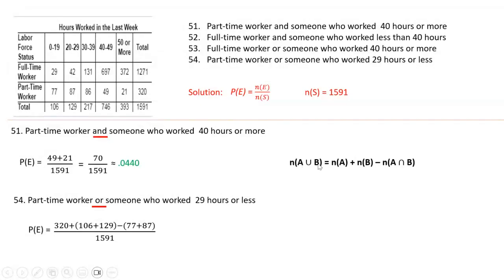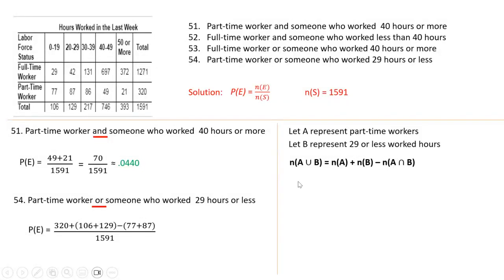Okay, but for a better understanding, we can use this formula here. The number of A union B, or N of A or B, is equal to the number of A plus the number of B minus the number where A and B intersect. This is the AND part here. The symbol means AND. Here we go. So we're going to let A represent the part-time workers, right? So A will be the part-time workers. And B will be the 20 hours or less.